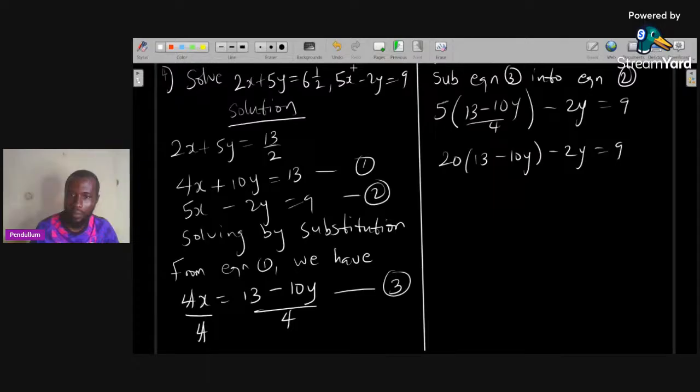No, this is not correct. Sorry, I'm cross multiplying. That's not what I should be doing here. So let's just open up this bracket. 5 times 13 is what?